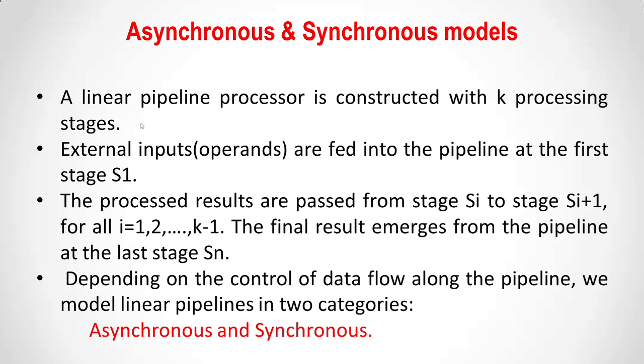A linear pipeline is constructed with k processing stages. External inputs are fed into the pipeline at the first stage S1, and the processed results of stage S1 are passed from stage Si to stage Si plus 1, for i equal to 1 up to k minus 1, and the final result emerges from the pipeline at the last stage Sk.